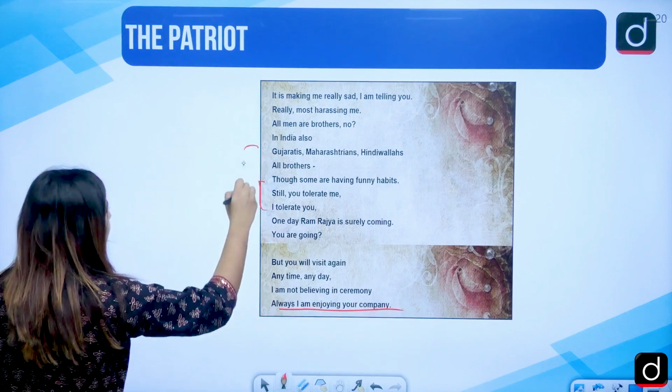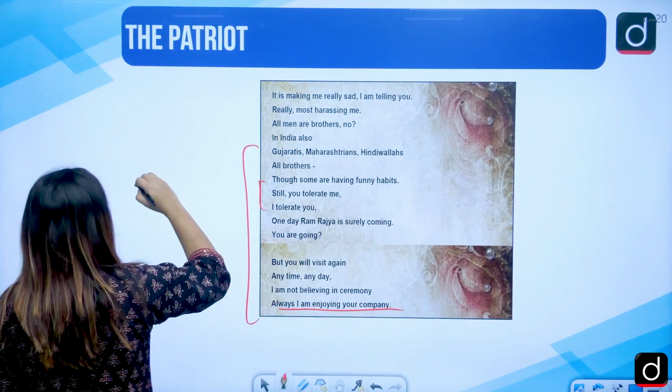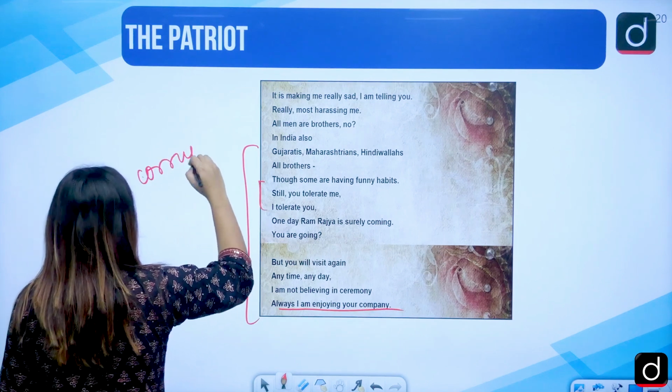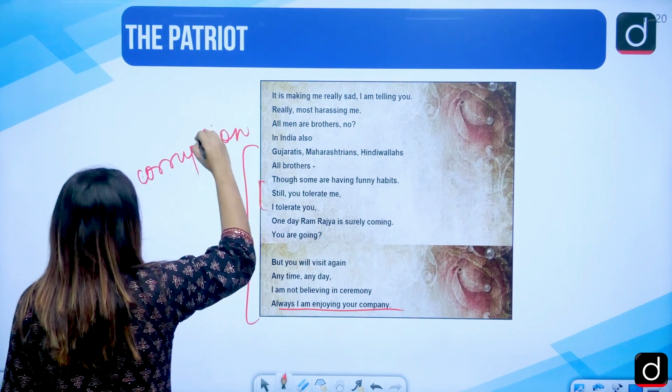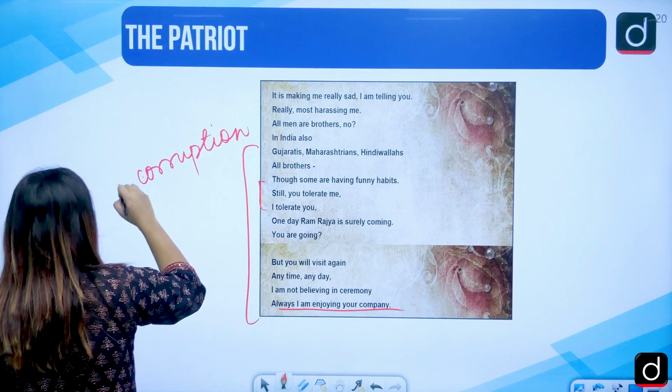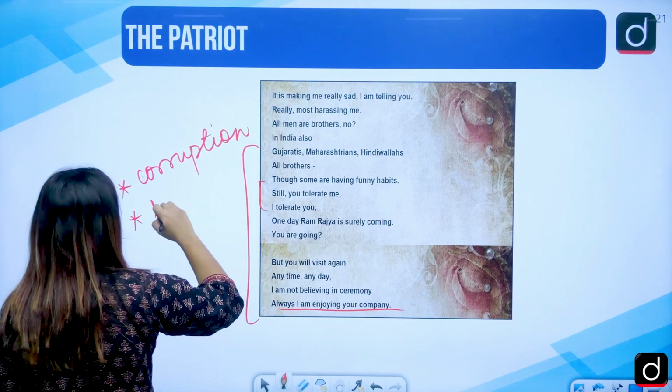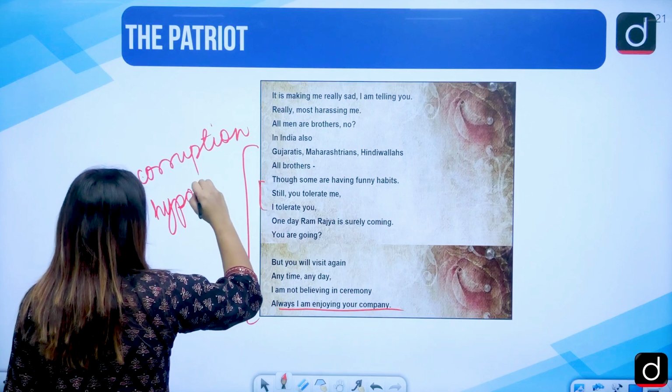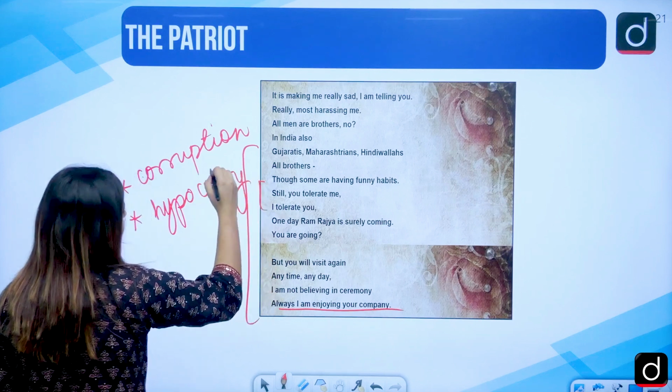So, of course, again, here he's talking about the corruption of minds, right? The political corruption. He's also talking about the hypocrisy that comes along with that, correct?